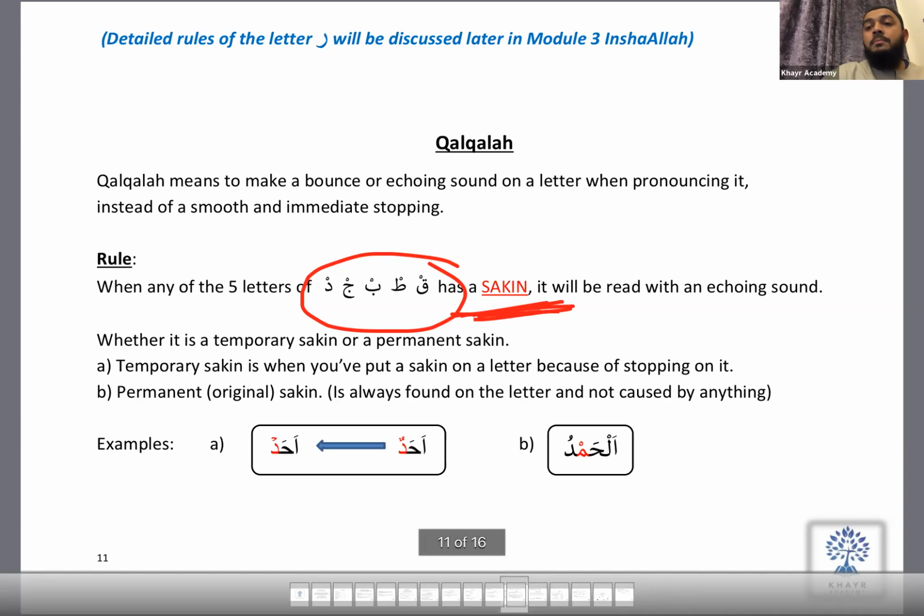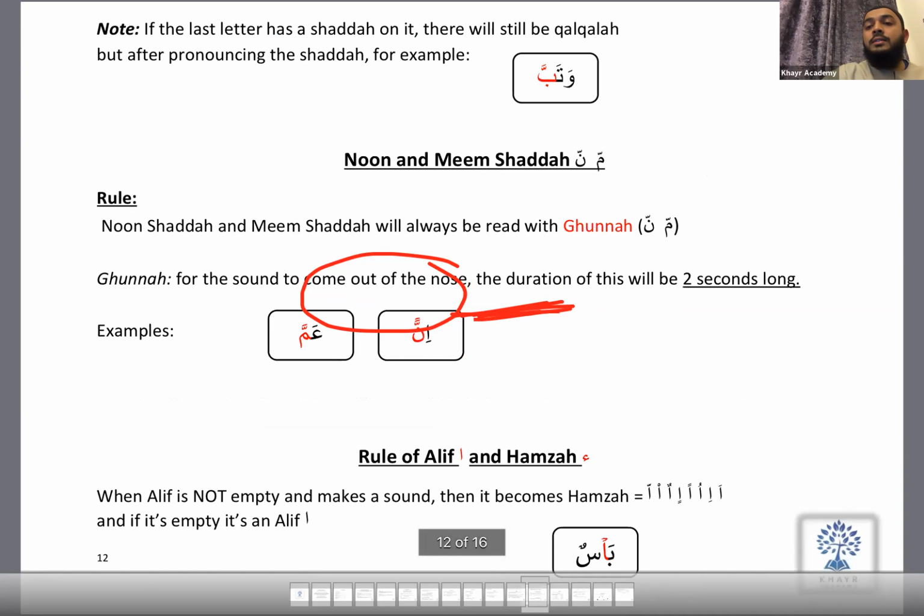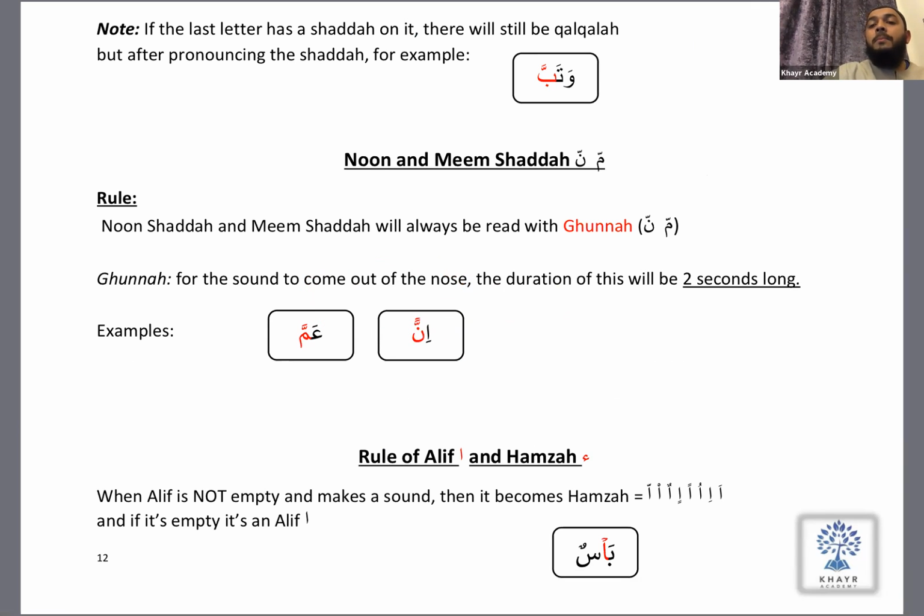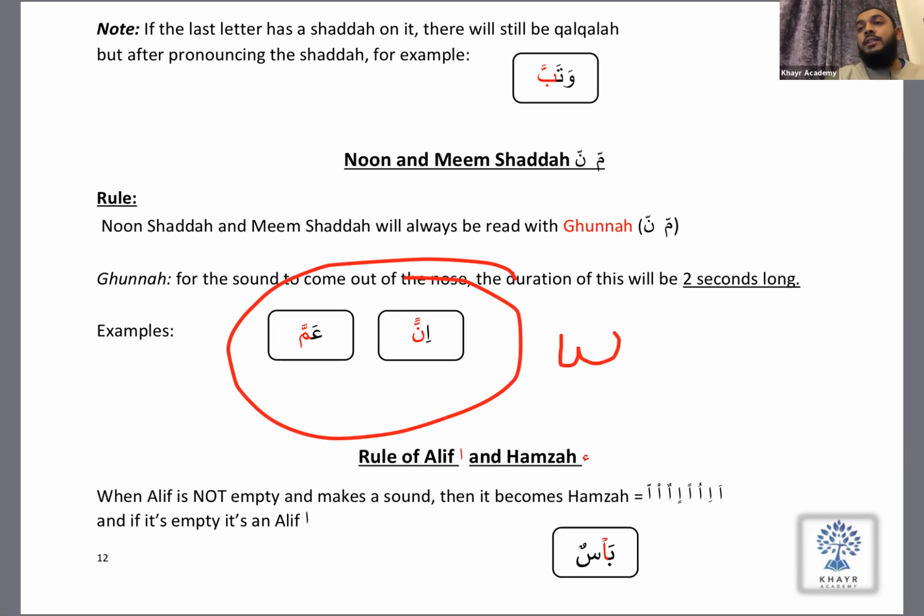And the next, if we go to the next slide, we've got these two letters, noon and mim. We will make them ghunna if they have a shadda. They need to have a shadda. I've explained it to you in Surah Al-Adiyat, فَأَمَّا الْيَتِيمَ and إِنَّ الْإِنسَانَ. And the last thing we did today was the difference between alif and hamza.